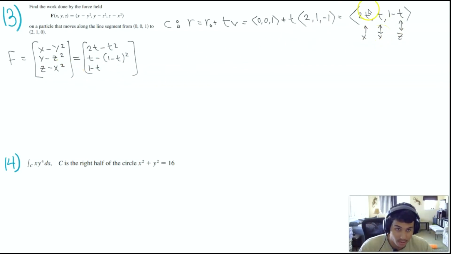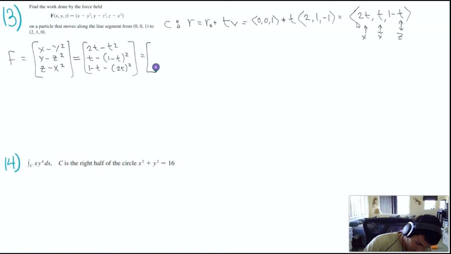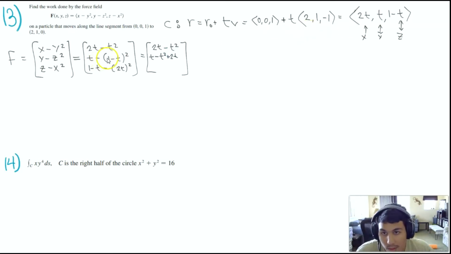And 1 minus t for z minus x squared, and now let's FOIL things out. You get 2t minus t squared. You get t minus 1 minus t squared. See, this would be this whole thing right here, 1 minus t squared. That is going to become t squared minus 2t plus 1. And if you multiply all of that by a negative, you'll get negative t squared plus 2t minus 1.